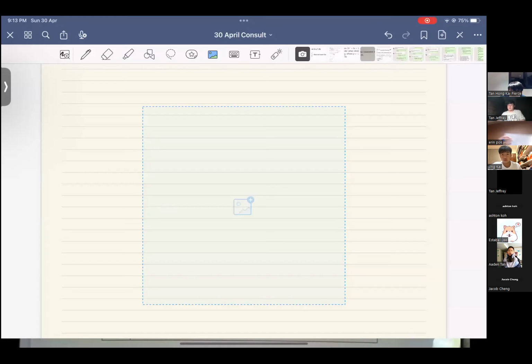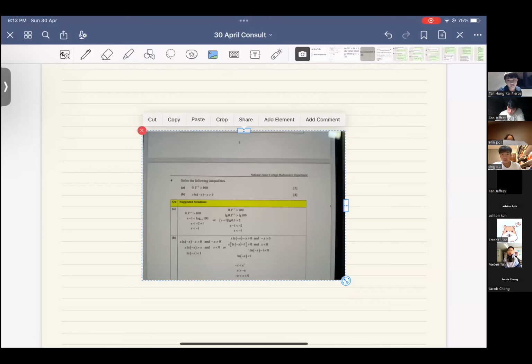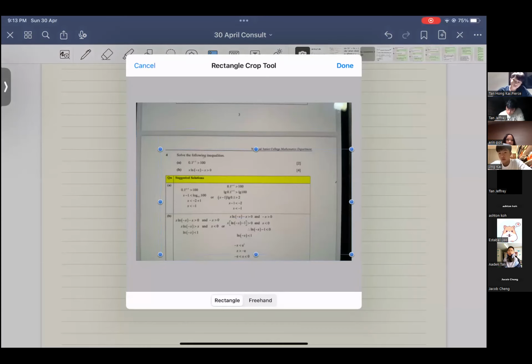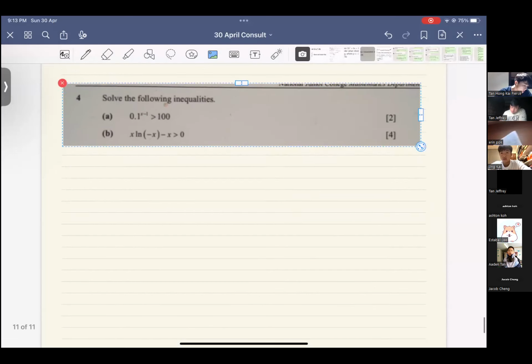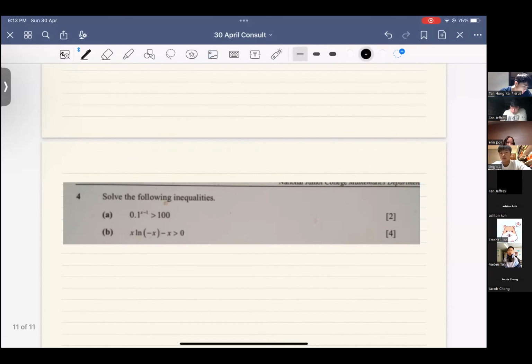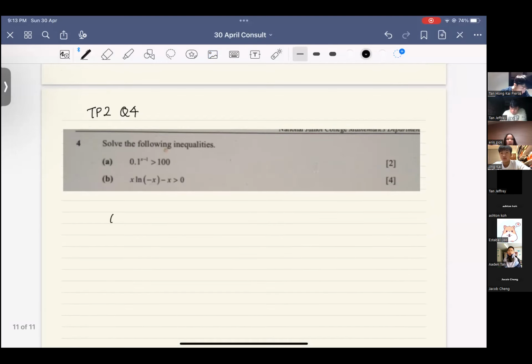So this is actually very similar to the revision package topic. It looks so close. Okay, so this is time prep 2, question 4. Do you need 4A and 4B both? No, just 4B. Okay, question 4B. Let me just write it down.